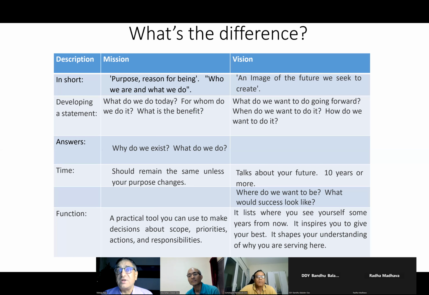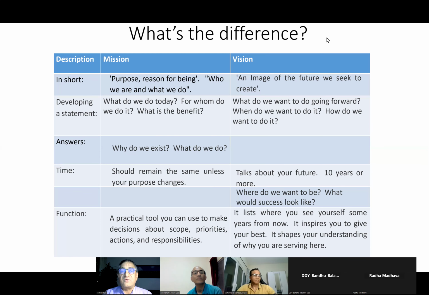It lists where you see yourself some years from now. It inspires you to give your best. It shapes your understanding of why you are serving here. So I request you to meditate on this. I've already posted this. And come up with your own set of points as a document based on the goals of our project that we have already agreed, and then we can consolidate in the next session to go further. So the collective thing is very important.